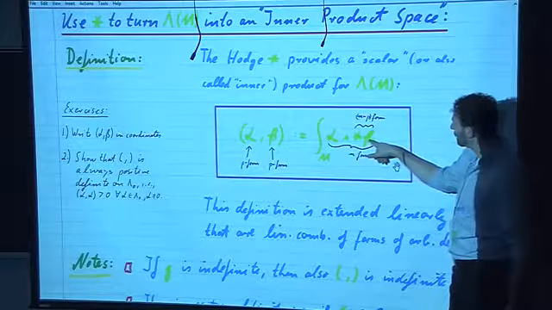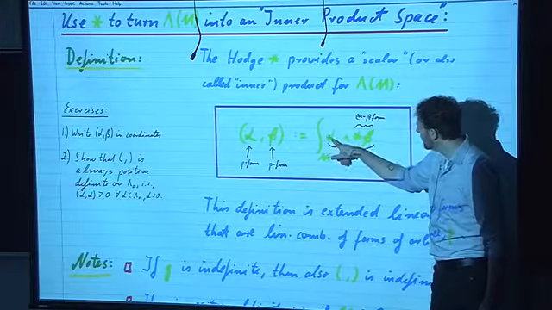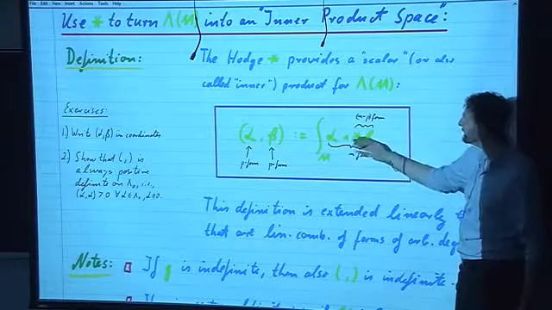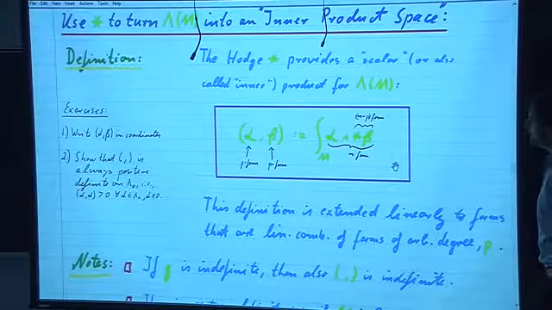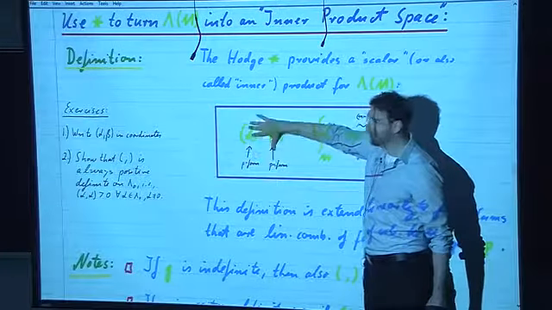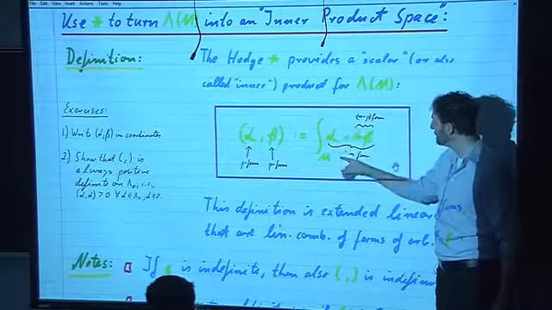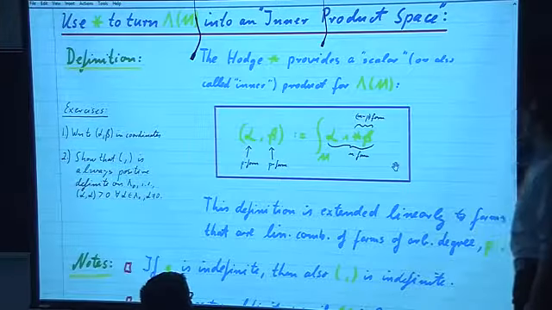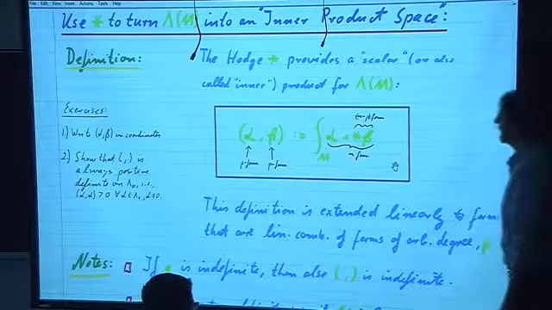However, star of beta is an n minus p form. Therefore, a p form wedge an n minus p form is always an n form. And an n form can be integrated over an n-dimensional manifold. So therefore, we obtain with this definition an inner product for all p forms, from p equals 0 to n. Did you see that? The star is mapping p forms into n minus p forms. Therefore, this is always an n form, which we can integrate over the manifold. And we obtain a number, and that's going to be the inner product.